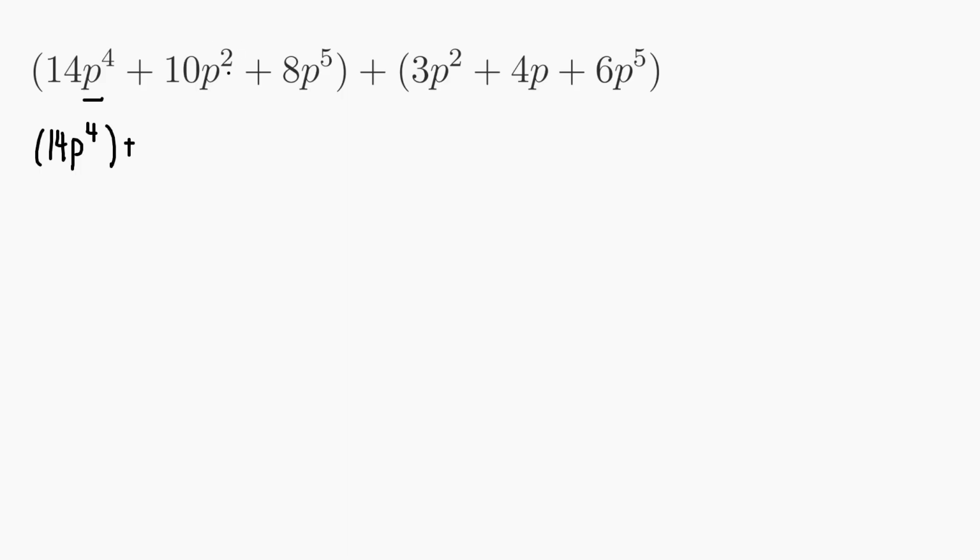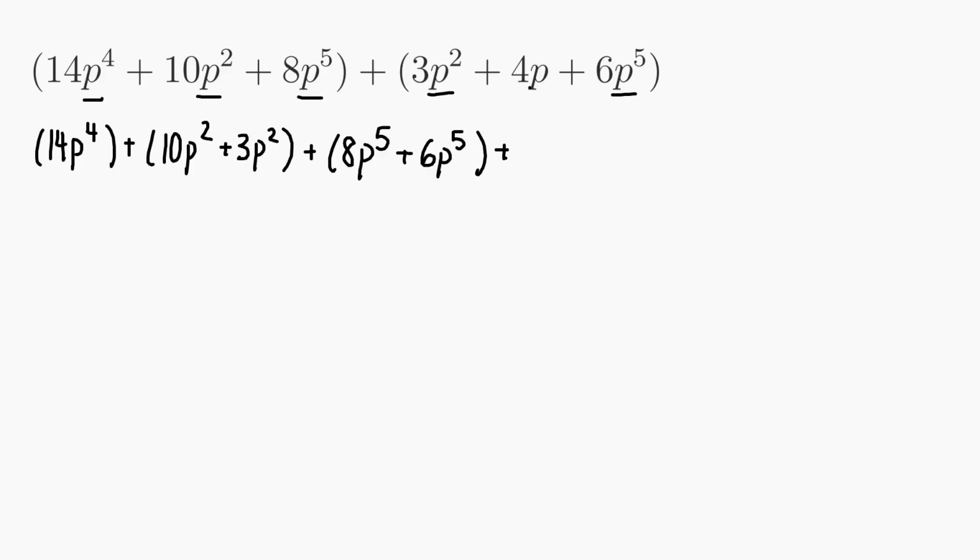Now let's do p to the second power. P to the second power, anything else? We have one right here. So that is going to be 10 p to the second power plus 3p to the second power. So those two are now handled. What about this one? 8p to the fifth power. P to the fifth power, we have here a 6p to the fifth power. So we know it's going to be 8p to the fifth plus 6p to the fifth.